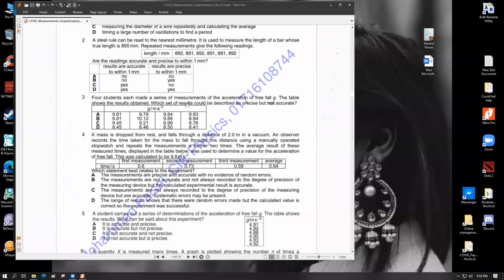What students become confused about is between B and D, because they may read B, and you'll see the confusion in a bit. The range of results shows there were random errors made. Absolutely true information, but the calculated value is correct, so the experiment was successful. Now here comes the trouble.